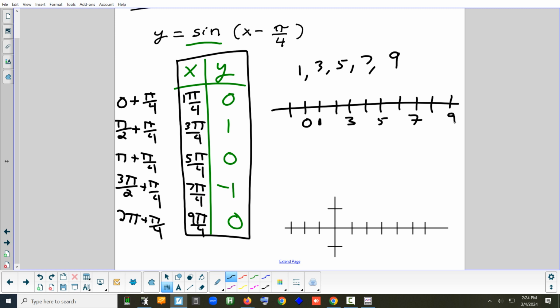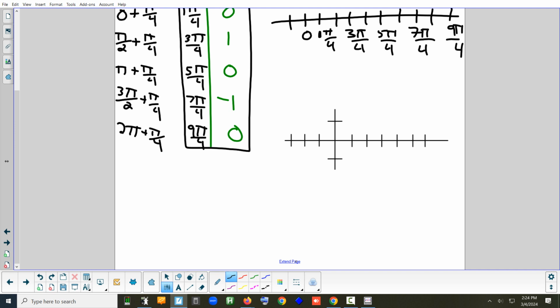If you have to skip when you do it this way, it doesn't matter if you put a pi over 4 with all of them. 1 pi over 4, 3 pi over 4. You're still going to do your skipping exactly the same way. That's exactly how you number your x-axis.